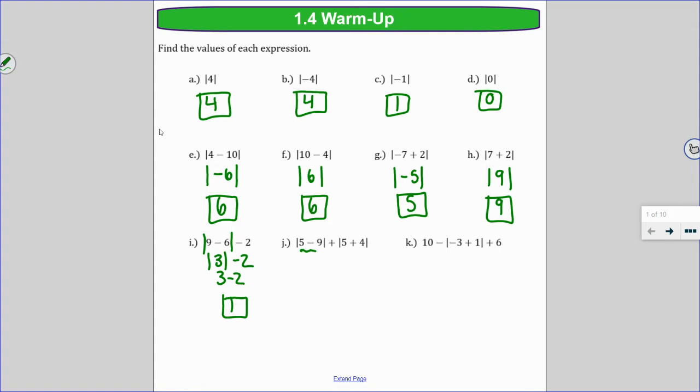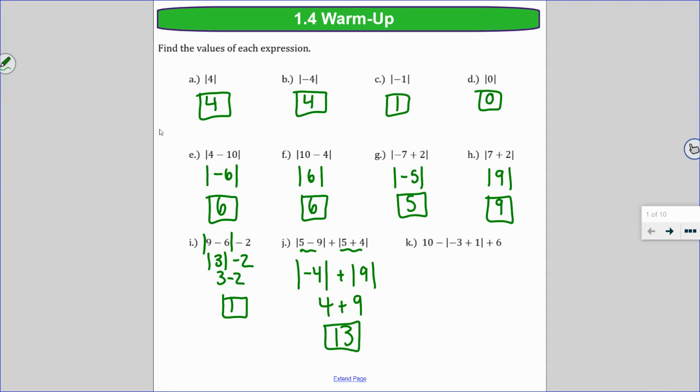Okay. In the bars first for letter J, 5 minus 9 is -4. 5 plus 4 is 9. Absolute value of -4 is 4. Absolute value of 9 is 9. 4 plus 9, you should have gotten 13 for that one.